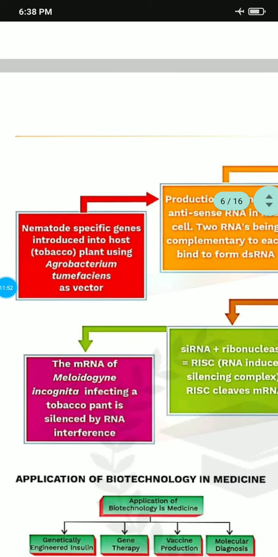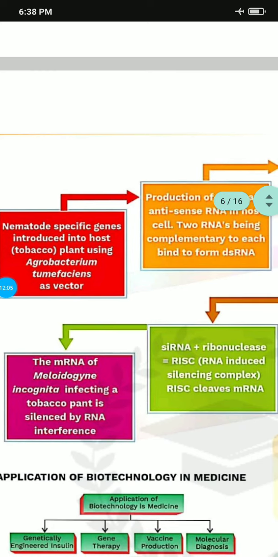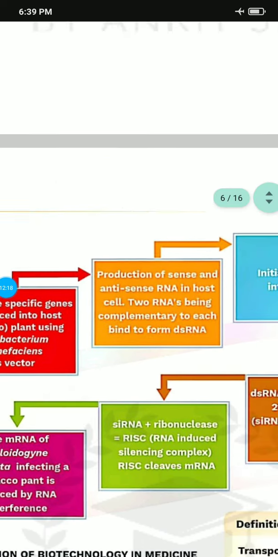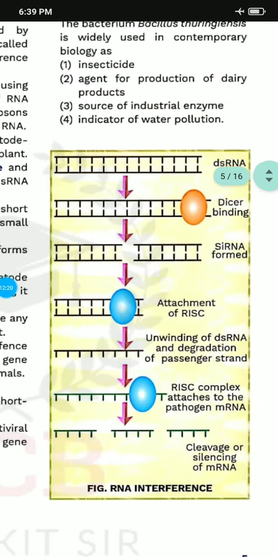The mRNA of Meloidogyne incognita would otherwise infect the tobacco plant. Now it is broken down with the help of RNA interference, that is RNAi, the RNA induced silencing complex, and because of that it does not produce a protein, and the growth of the tobacco plant happens easily. I will show you one diagram.